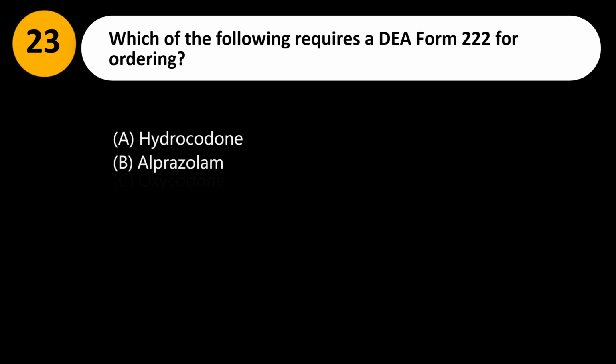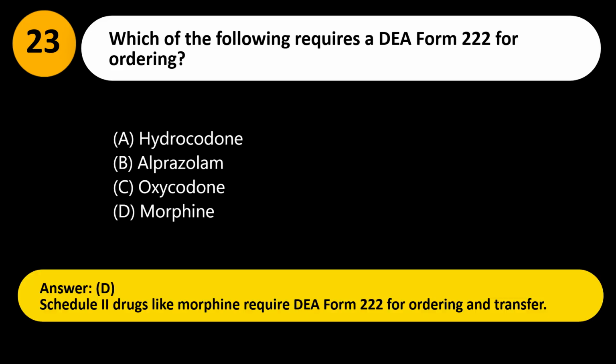Which of the following requires a DEA Form 222 for ordering? A. Hydrocodone. B. Alprazolam. C. Oxycodone. D. Morphine. Answer, D. Schedule II drugs like morphine require DEA Form 222 for ordering and transfer.